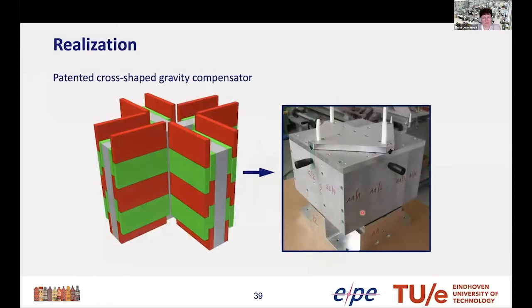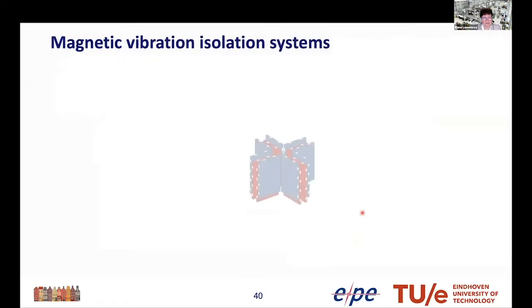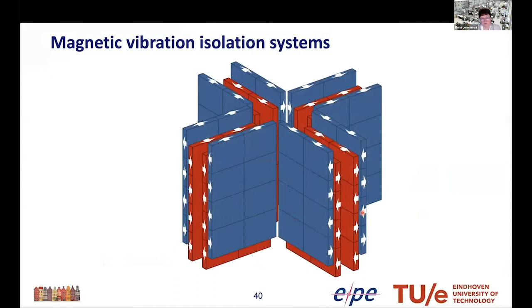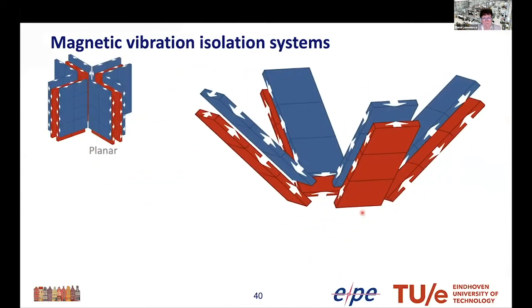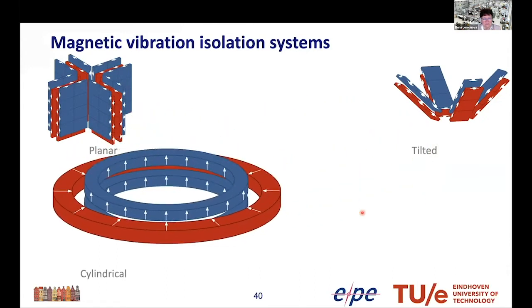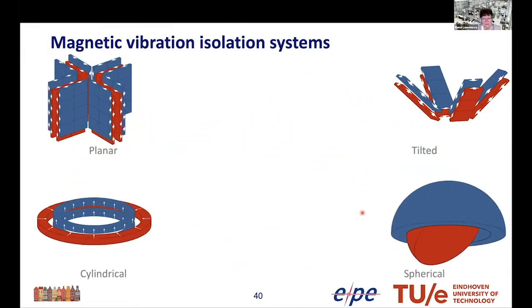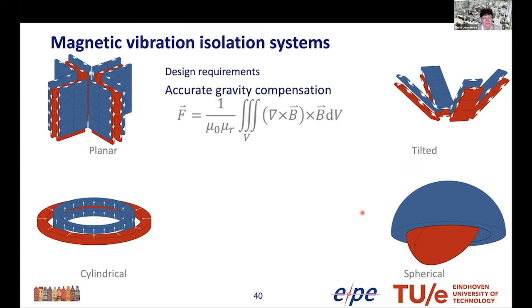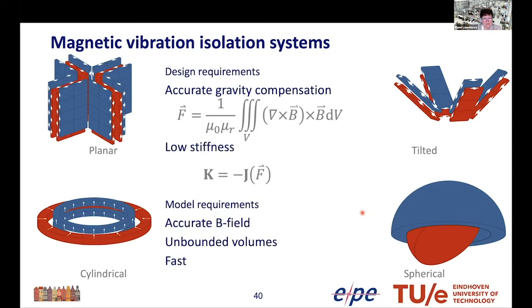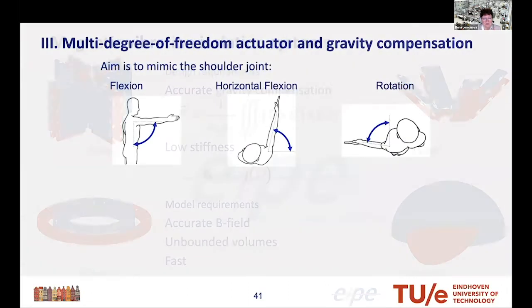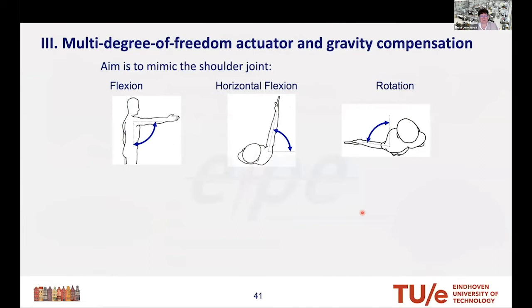And we have realization of this gravity compensation in the following format, which allowed us to levitate the mass or weight of 700 kilograms. So magnetic vibration isolation systems could be of that shape. They could be planar, tilted, cylindrical, spherical ones, and the design requirements bring us to very accurate gravity compensation prediction of the force with low stiffness and accurate B field predictions. All of them are the subject for unbounded boundary conditions.